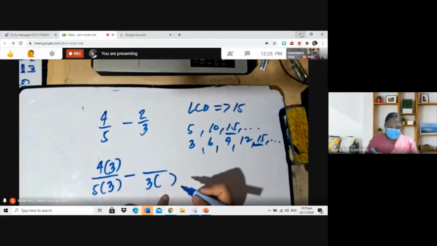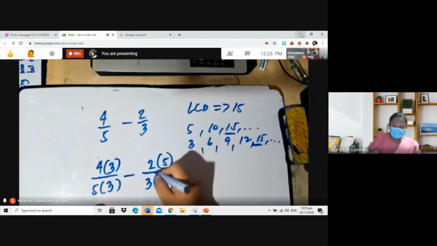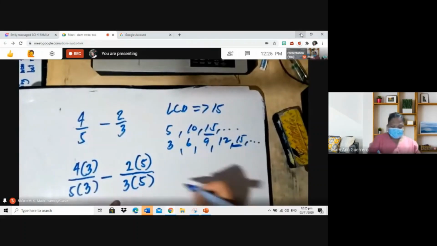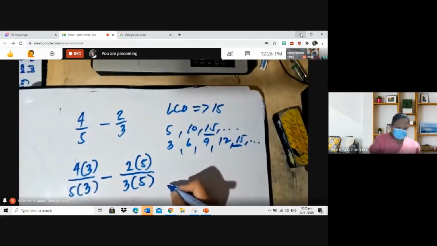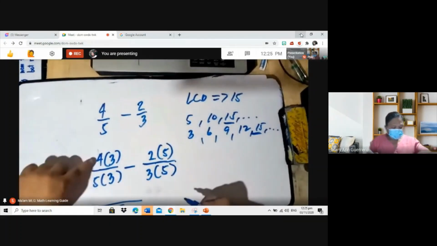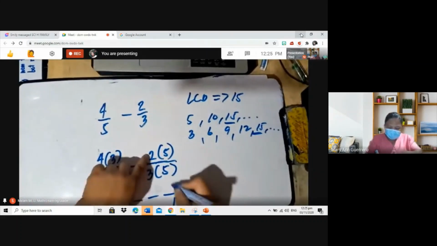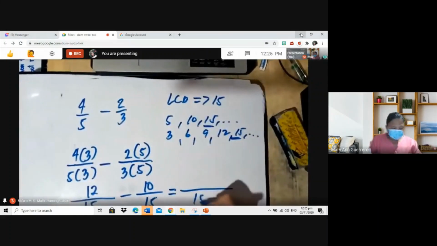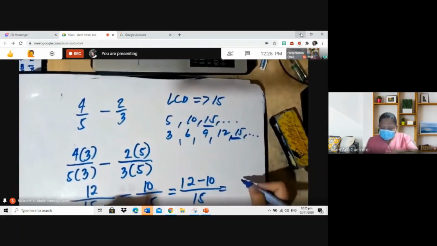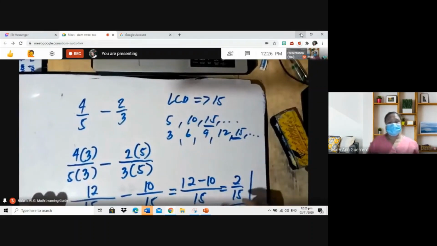So, the product is 15. That is 5. So, gagawin din kay numerator. Now we have the denominator as 15. We have 12 over 15, then 10 over 15. Then copy their common denominators. Subtract the numerator. 12 minus 10 is 2 over 15. Final answer.